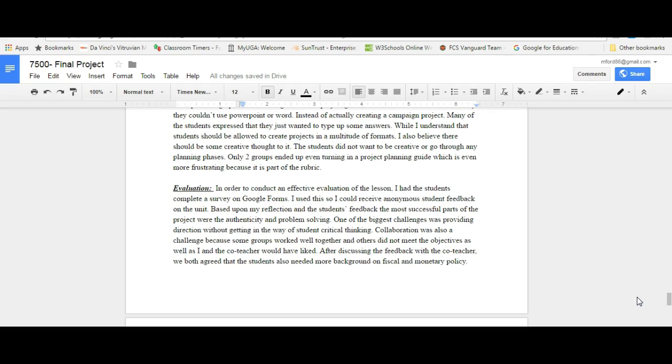The students really liked that there was a lot of problem solving and they got to come up with their own solutions and really focus on something a little bit different. They liked the authenticity. There was something realistic that actually applied to what was going on.